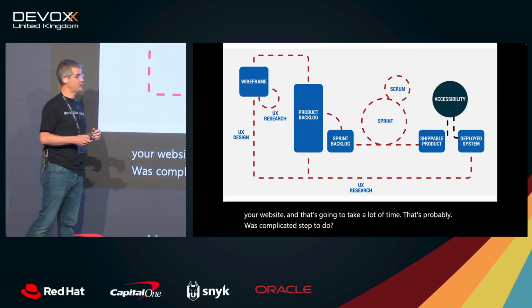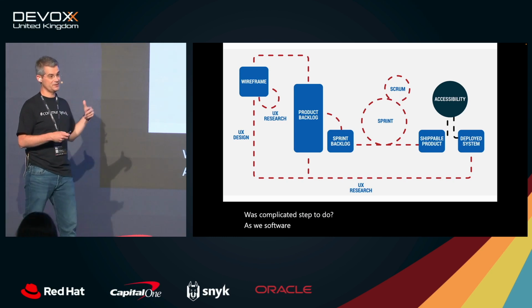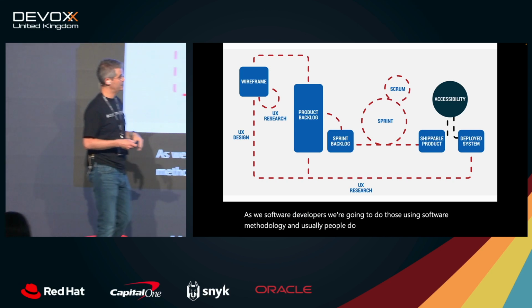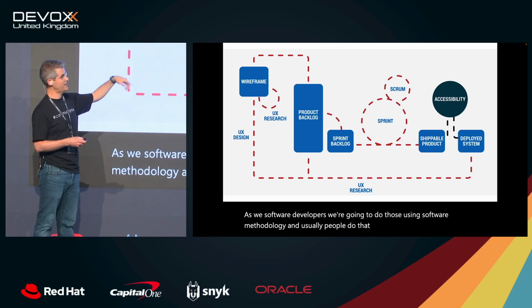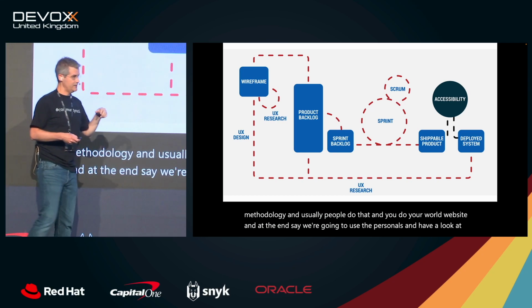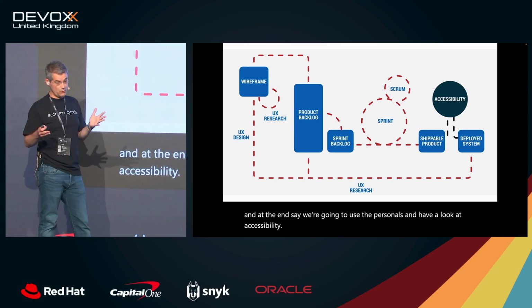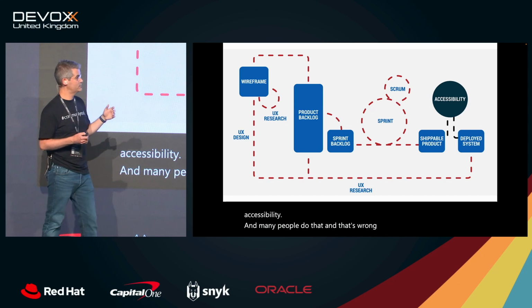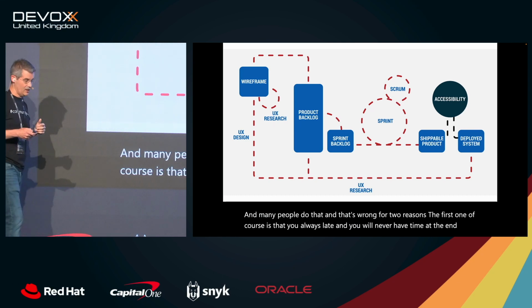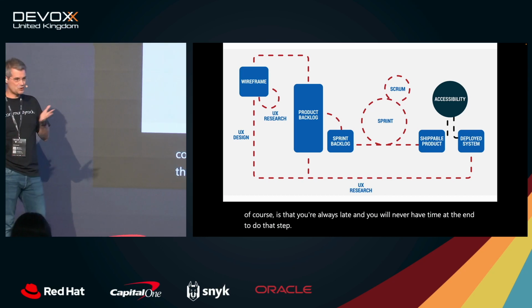As we're software developers, we're going to do those using software methodology, and usually people do that at the end. Like, you do your whole website, and at the end you say, oh, we're going to use the personas and have a look at accessibility. And many people do that, and that's wrong for two reasons. The first one, of course, is that you're always late, and you will never have time at the end to do that step. That's a bit of a joke, but it's always true.